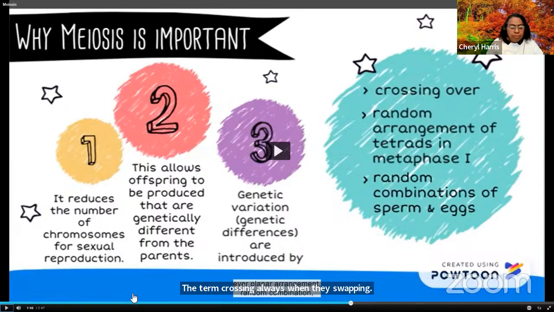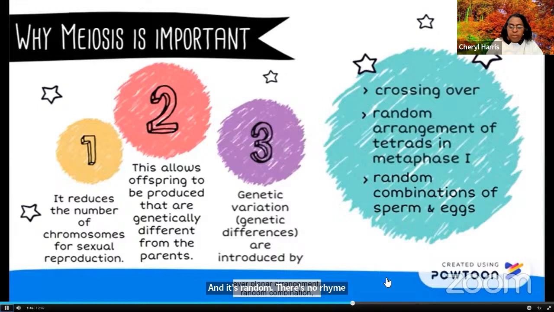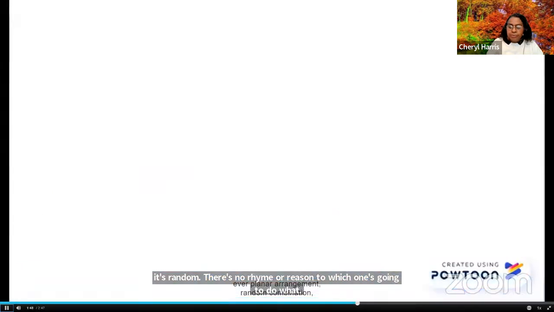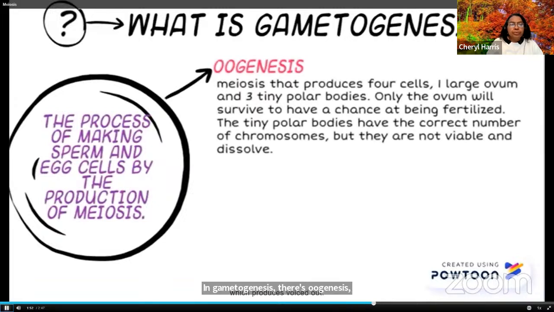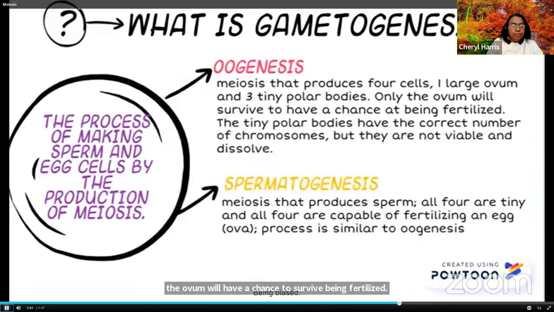And it's random. There's no rhyme or reason to which one's going to do what. Random combination of sperm and egg. In gametogenesis, there's oogenesis, which produces 4 cells, 1 large ovum, and 3 tiny polar bodies. Only the ovum will have a chance to survive being fertilized. In spermatogenesis, this is where meiosis produces sperm, where all 4 are tiny and all 4 are capable.